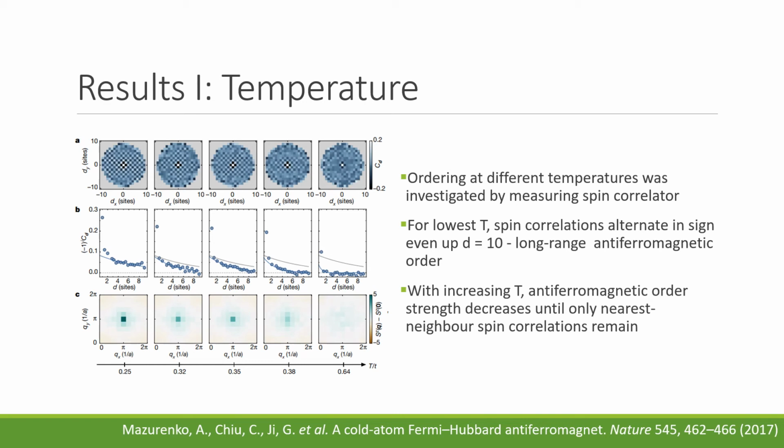As the temperature increases, as we're moving left to right across the figure, the strength of the antiferromagnetic order decreases quite rapidly until at the highest temperature there, you can see that only the nearest neighbour spin correlations remain. We've only got that clear black to white for the very centre.